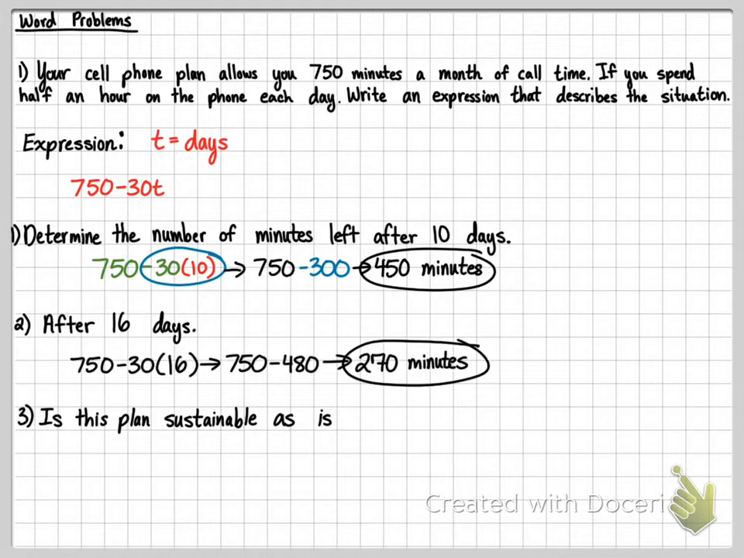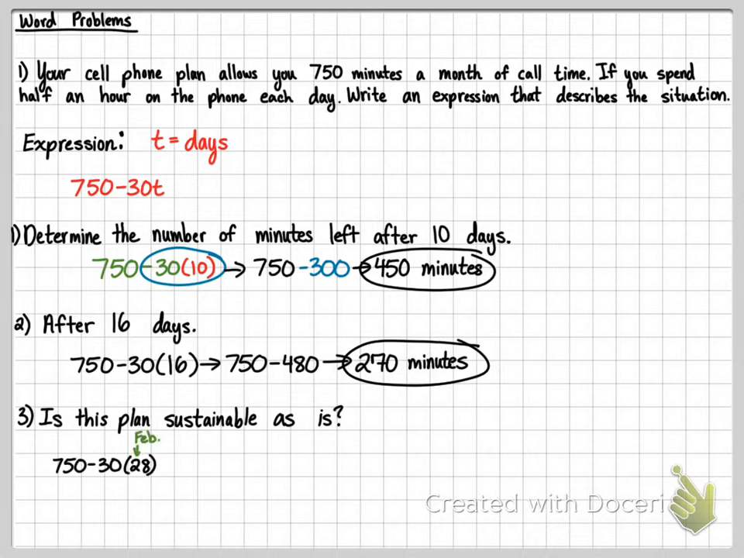Okay, after 16 days, same thing. You're going to plug in 16 to t. 750 minus 480 is 270. So that's the total number of minutes left after 16 days. You still have 270 minutes on your cell phone plan. Okay, is this plan sustainable as is?